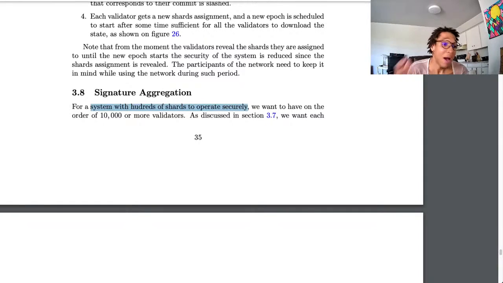10,000 or more validators. I wouldn't mind if the Mama J Foundation was validated for Near. It'd be kind of cool.